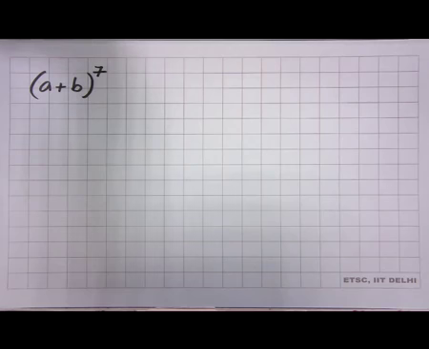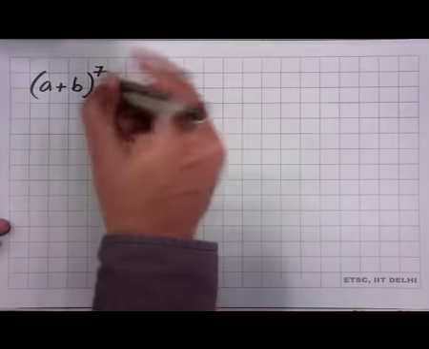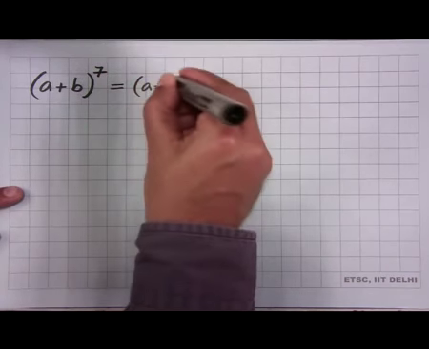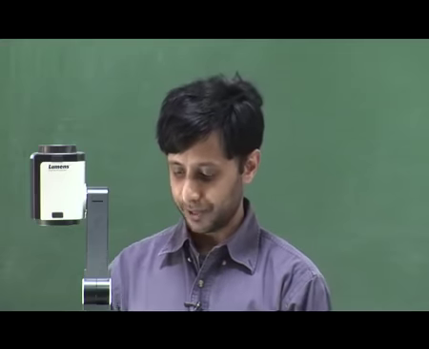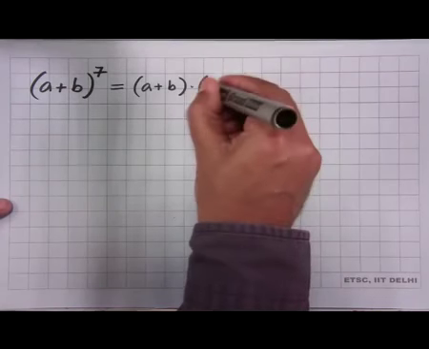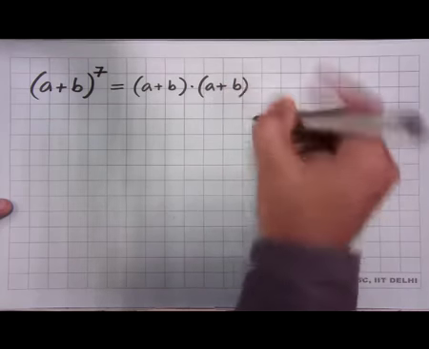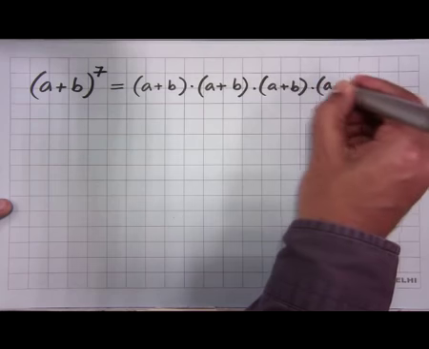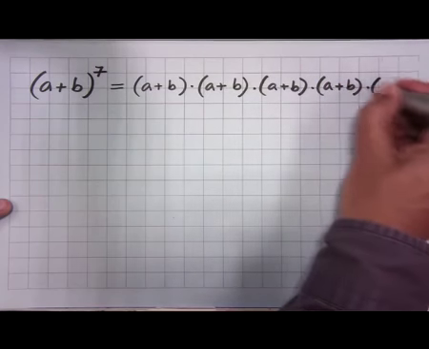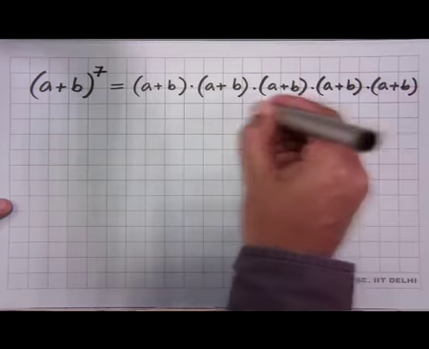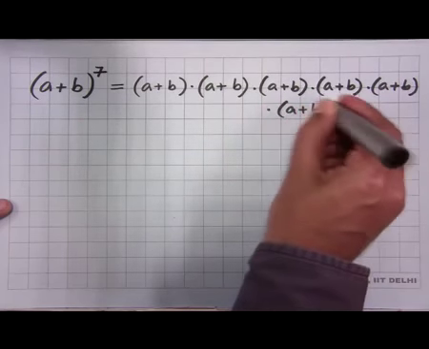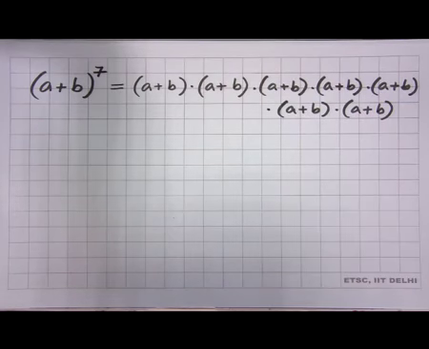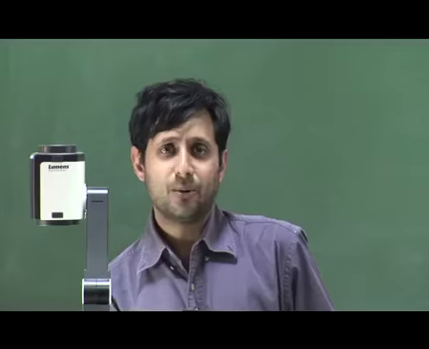So, let us say you want to do a plus b whole to the 7. How will you do it? One way is to do a plus b times a plus b whole to the power 6, but I will not do that. I will do a plus b times a plus b, and I am going to write this seven times. Okay. I have written this up 7 times, and now what is your job?